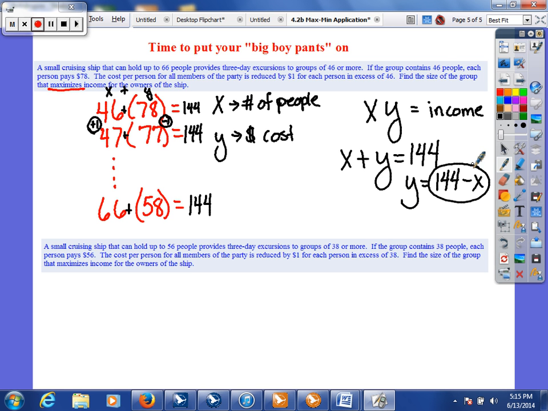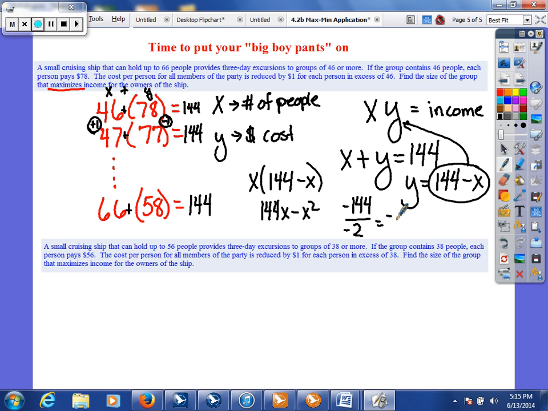And now what we have is what y is. I can substitute it in. It's like a broken record. I mean, we just keep doing the same thing. I get 144x minus x squared. Find the vertex, which is the opposite of b, all over 2 times a. And so what we get is 72. 72 is our x. That's how many people.